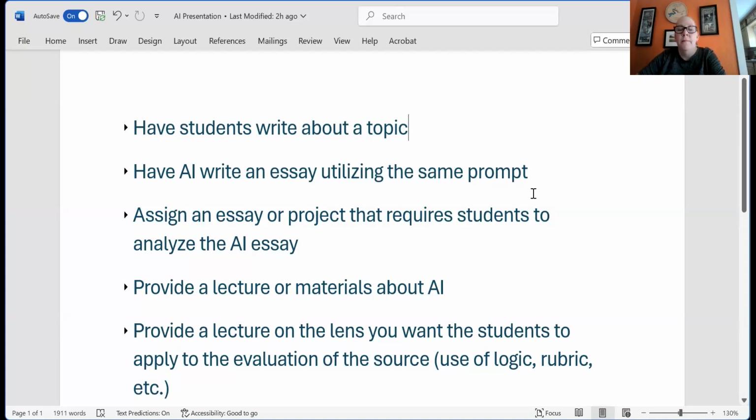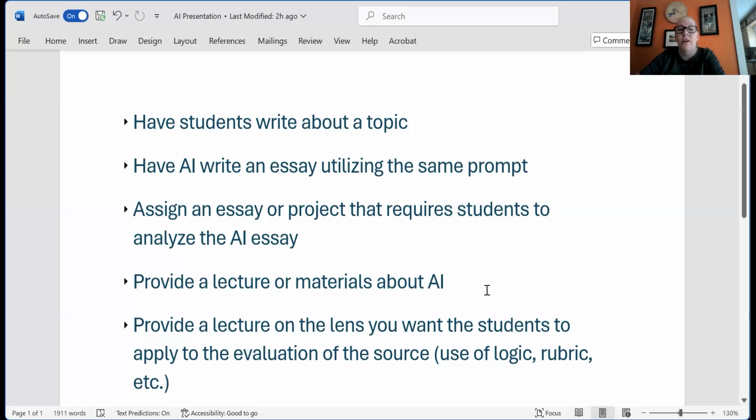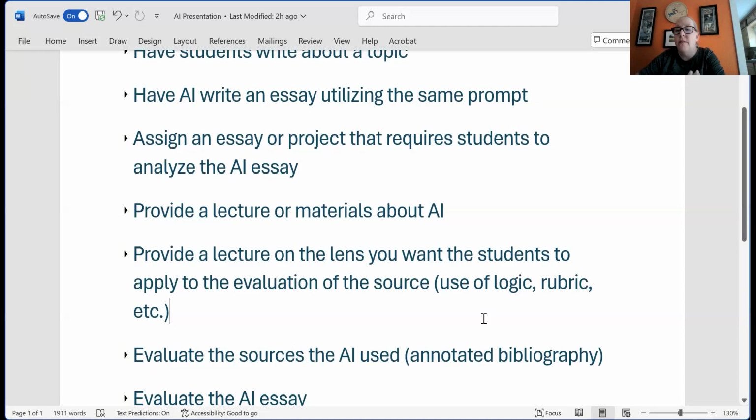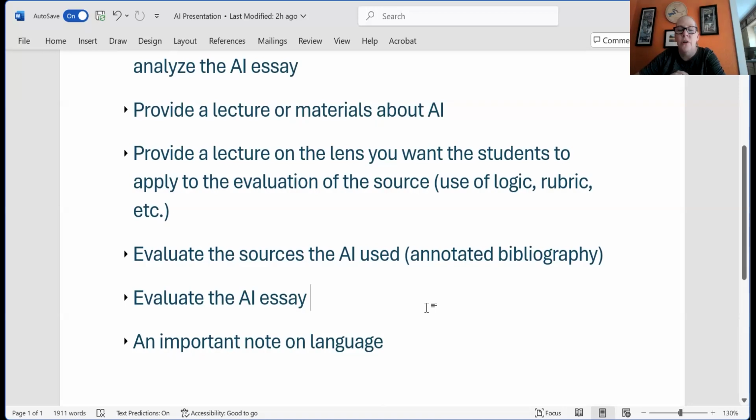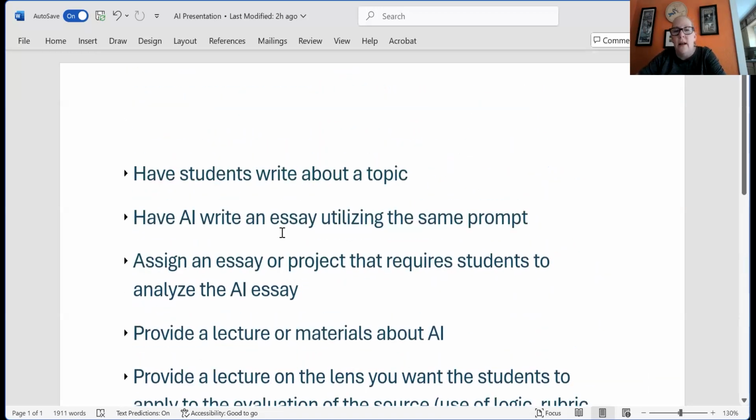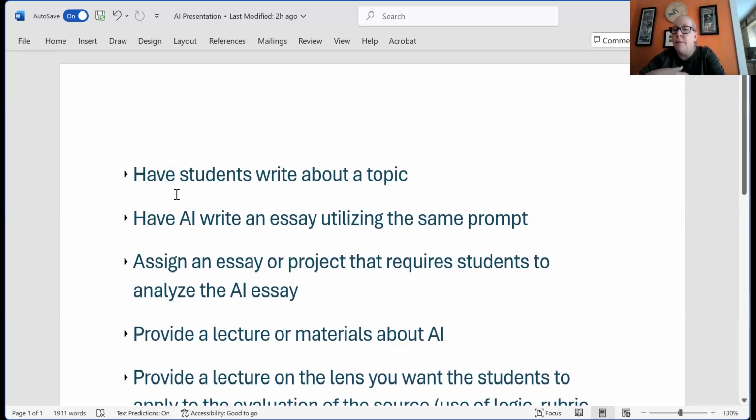Have students write about a topic and then have AI write an essay utilizing essentially the exact same prompt. Write about the same topic. Then assign an essay or a project that requires students to analyze the quality of that AI essay. That's going to mean that you have to do a lecture on AI, that you have to do a lecture on how you want them to look at the AI essay, right? You have to tell them how they're supposed to analyze it. And then I think the real value is in the assignments where they evaluate the sources that the AI used, and they evaluate the AI's language. And then I'll talk a little bit about one of the major concerns that I have doing this assignment. So that's the overview. I'm going to show you the assignment of the AI essay and all of that as we go along. And feel free to interrupt and ask any questions too.